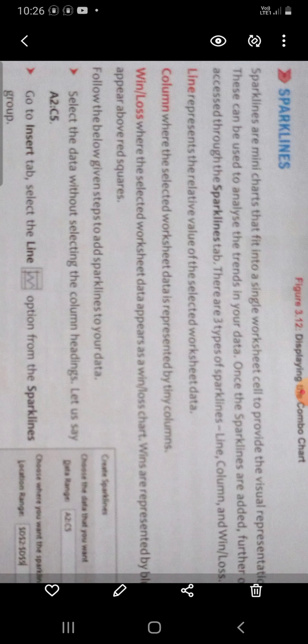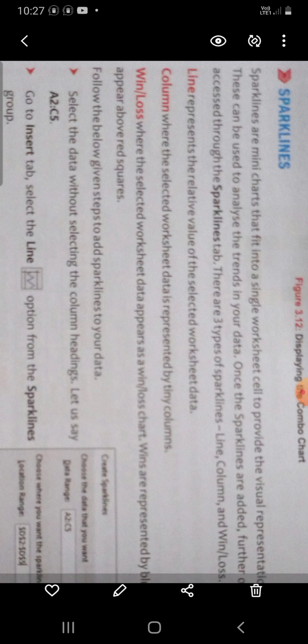The next is spark lines. It is also one of the most important feature of MS Excel. It is the advanced feature of MS Excel. Spark lines are mini charts that fit into a single worksheet cell to provide the visual representation of the data. With the help of spark lines, we can show the chart along with its data, that is along with the table. These are very useful to analyze the trends in our data.